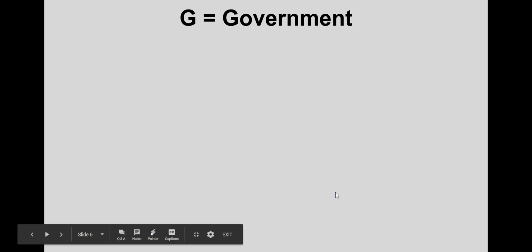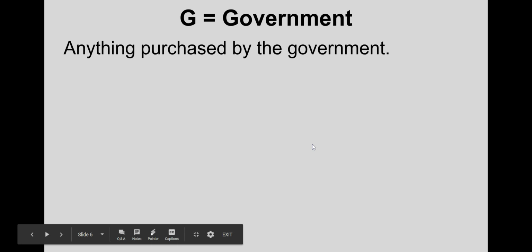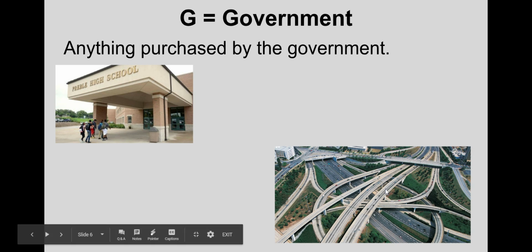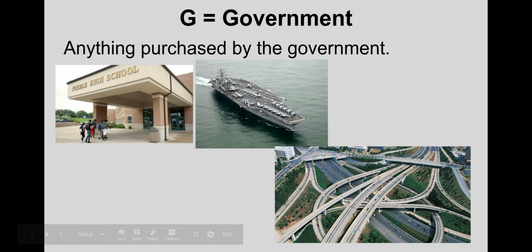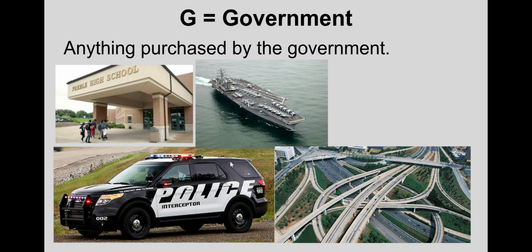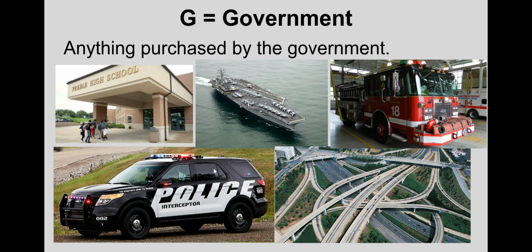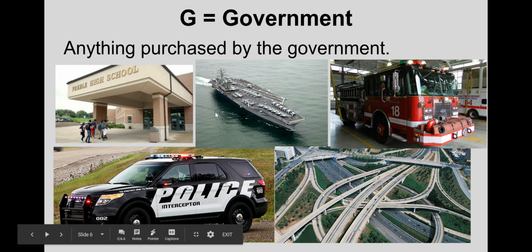Okay. The G stands for government. All right. Government spending. Anything the government spends money on. What are some things the government spends money on? Well, they have to buy things like bullets. They have to build schools. They have to build highway systems. They have to build aircraft carriers. That's where the bullets go. They buy police cars and they buy fire engines. So all of these things are being purchased by the government.